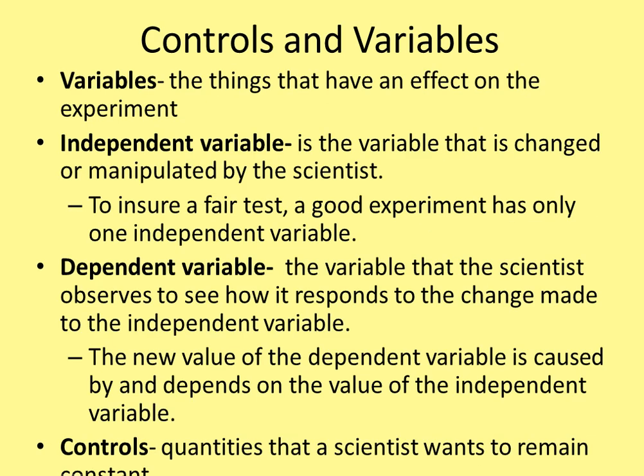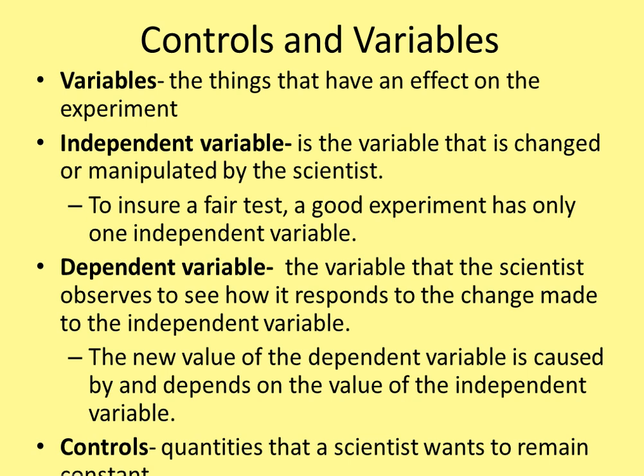This slide contains some vocabulary words related to the scientific method. Variables are the things that have an effect on the results of the experiment. The independent variable is the variable that is changed or manipulated by the scientist. We've already said that in a good experiment, scientists are only making one change at a time. So the thing that the scientist has control over is your independent variable.